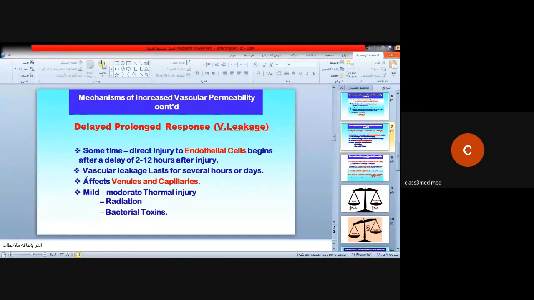And this type of vascular leak is seen in cases of mild to moderate thermal injury, in case of radiation, I mean the radiation when we treat a cancer or malignant tumors, and some bacterial toxins may cause this type of mechanism of increased vascular permeability, which is called delayed prolonged vascular leak.